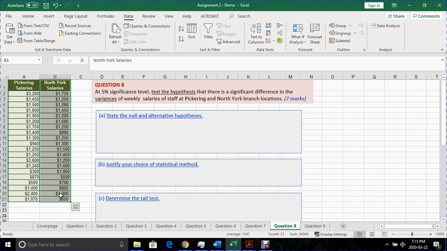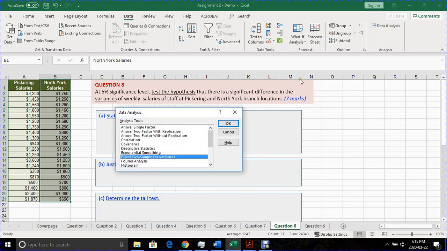For that reason, the type of method that we require is going to be the F-test. The F-test is used to compare variances between 2 columns of information or 2 populations. So to do this, we go to Data Analysis, and pick F-test Two-Sample for Variances.